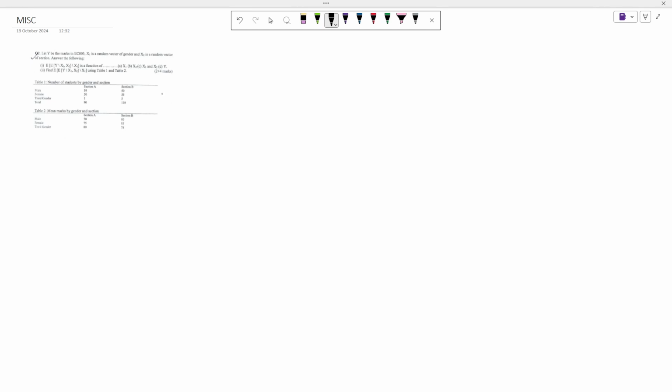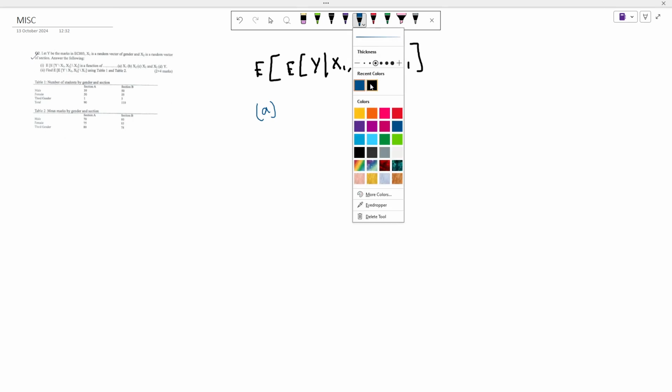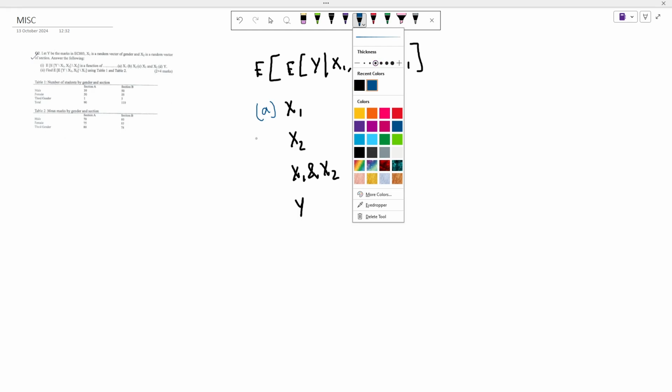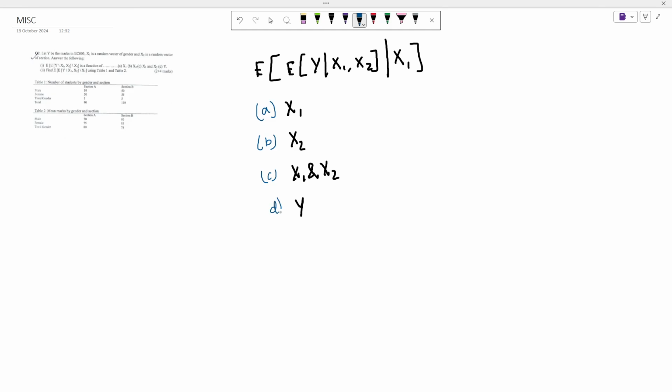So here basically they have asked: expectation of y given x1, x2, given x1. What is this a function of? Is this a function of just x1 or x2, x1 and x2, or just y? This was the question. D, and okay, I hope I am doing this right. I am kind of sure, but a little doubt remains.